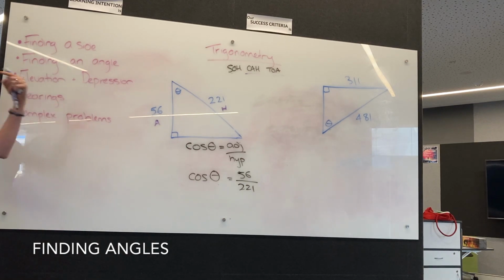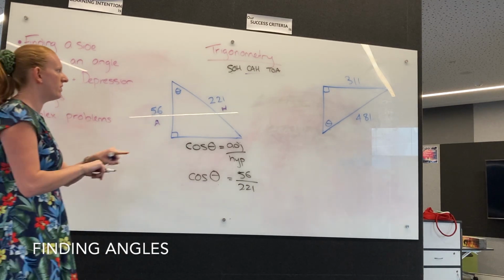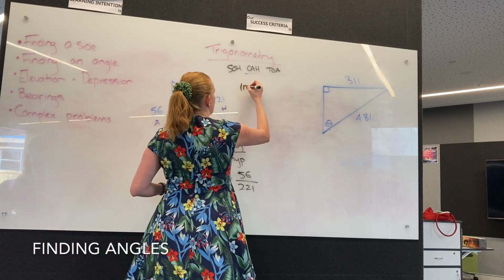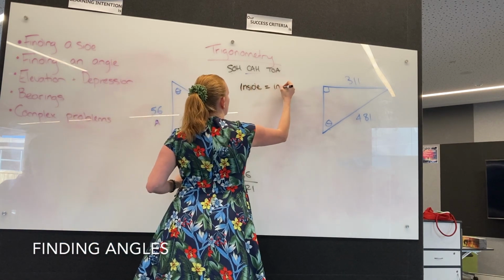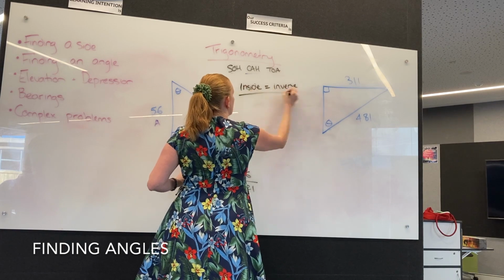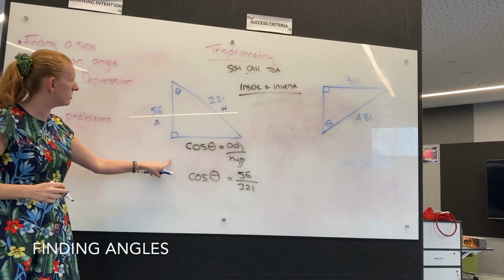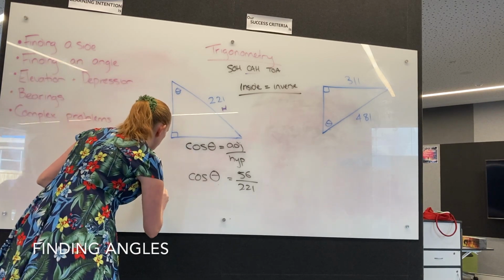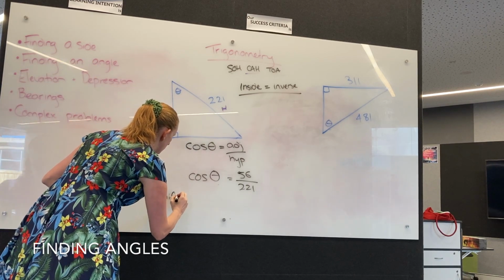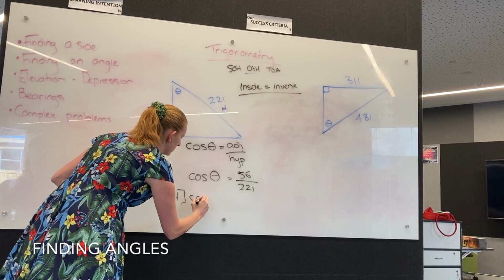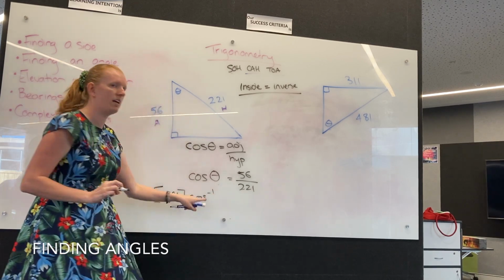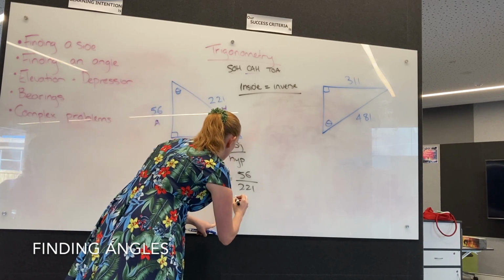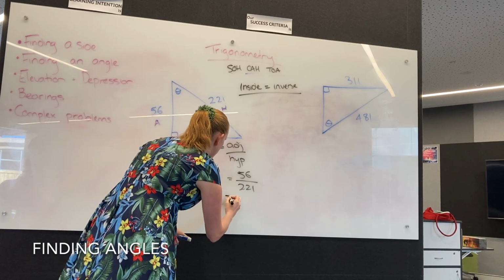When I'm finding something inside my triangle, when I'm finding an angle, I have to use inverse. So remember, inside equals inverse. That's what you need to know for angles. So because I'm finding something inside my triangle, I have to use inverse. So in my calculator, I hit shift before I hit cos, and that will give me cos with a little -1, and that means inverse, meaning inside. So now I'm going to type in my fraction.